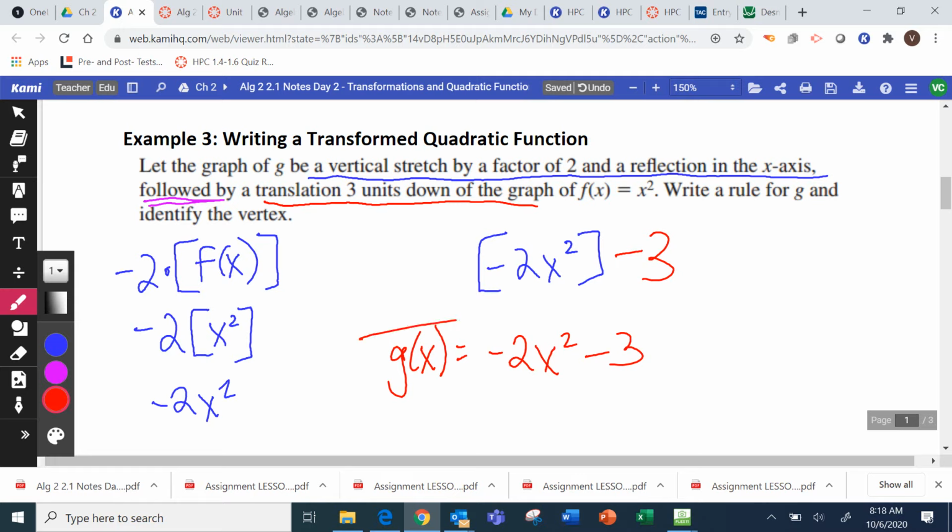So this is the rule. That's the equation. That's the rule. See how it says write a rule? And then we have to identify the vertex. So the vertex is the h and the k.